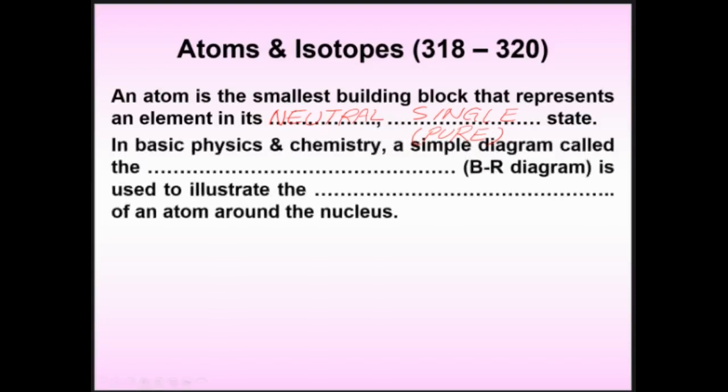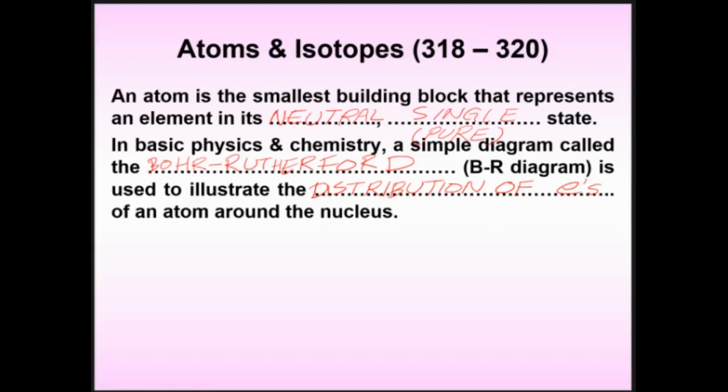Okay? All right. In basic physics and chemistry, from what we did in grade 10, a simple diagram called the, what does BR diagram stand for? Come on. Well, Bohr is the B. What's the R? Bohr-Rutherford. Yes, so Bohr-Rutherford is used to illustrate, anyone remember what we use the BR diagram for? Distribution of what? Electrons. Let's not write the word electrons. I like to always write electrons as small e, comma, s. E's are electrons. Okay? All right. So that's what we mainly use the Bohr-Rutherford diagram for.